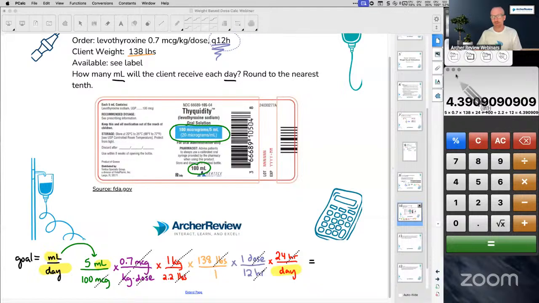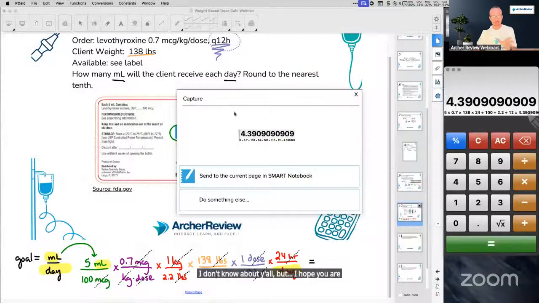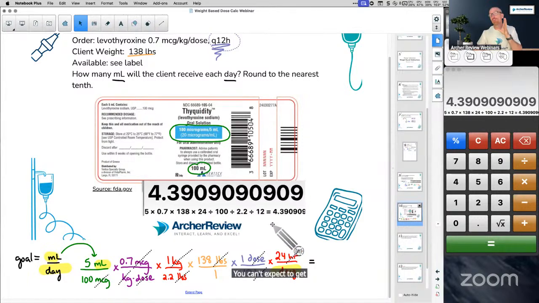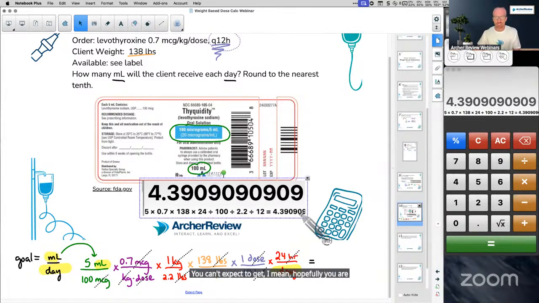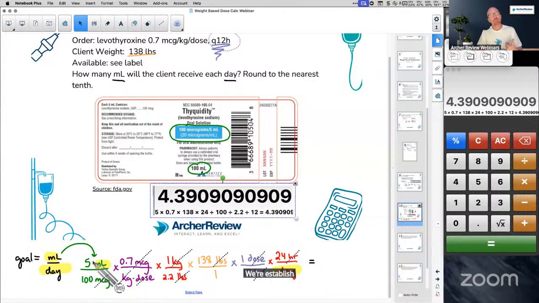I don't know about y'all, but I hope you are seeing, if this is your first time seeing this, my goal is that within this hour you lean towards, hey, this technique really isn't that bad, because we're doing the same thing over and over. We're establishing a goal. Starting off with that first word at the top, you get rid of words that you don't want until you've met your goal.